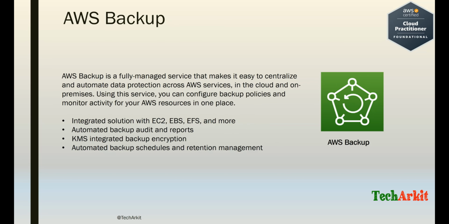The next one is AWS Backup. AWS Backup is a fully managed service that makes it easy to centralize and automate data protection across AWS services in the cloud and on premises. Basically it's used for backing up the data. Using this service, you can configure backup policies and monitor activity for your AWS resources in one place. So whatever data you stored, if you want to have a backup copy, AWS Backup is the main service where you can create your resource backups.